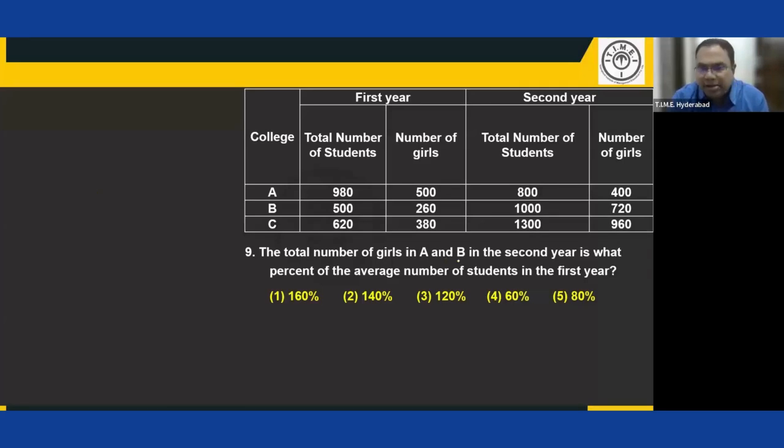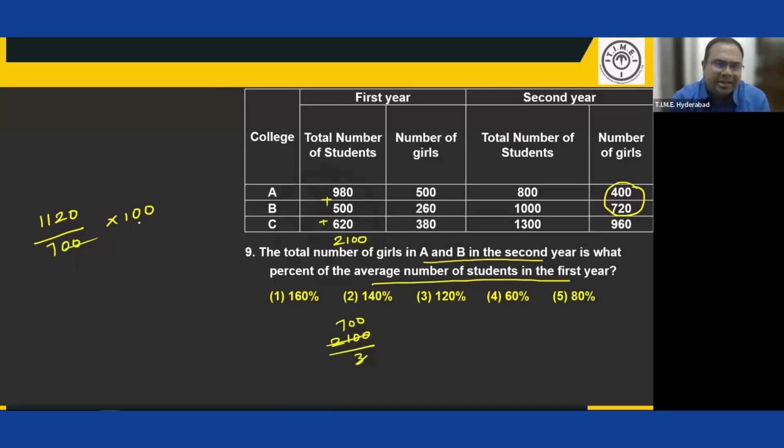Total number of girls in A and B in the second year. Girls in A and B in second year, 400, 720, 1120. This is what percentage of average number of students in the first year. First year, what are total number of students? 1600, 2100. So how will you get average? 3 schools, na? By 3, 700.